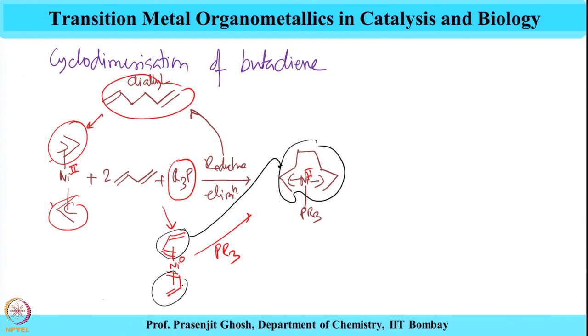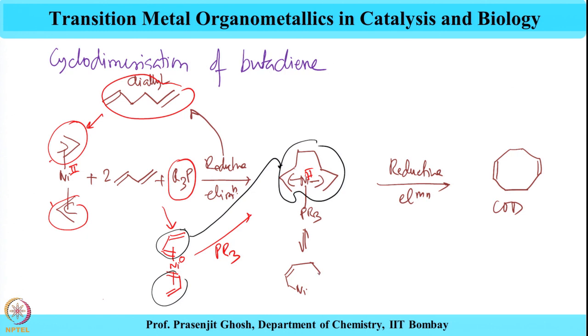Now, once this is formed, then that can reductively eliminate to give cyclooctadiene polymer, or these can be in equilibrium to give this compound.